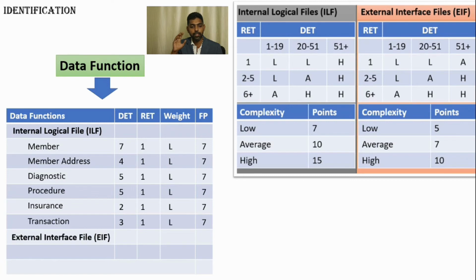The same thing we can do for external interface files. The only difference is we need to use the external interface chart for this one. For external interface files, we are getting 11 fields from the external system, which is having 3 RETs. Like we are having member address, and one more table. So it is associated with 3 tables. And then the weight that we are getting is L. If you see here in the chart, between 1 and 19, 11 and 3. So 3 is between 2 and 5. So it is a low, and then we are getting 5 points for it. So with that, we need to calculate the data unadjusted function point, which is 47.